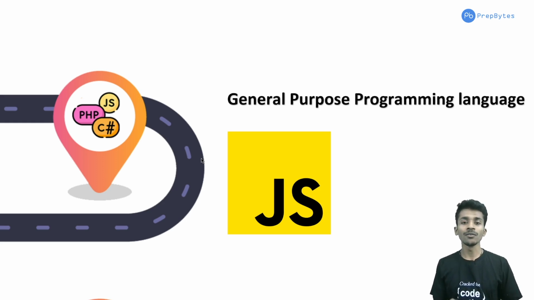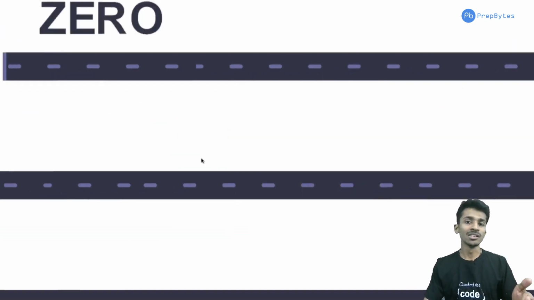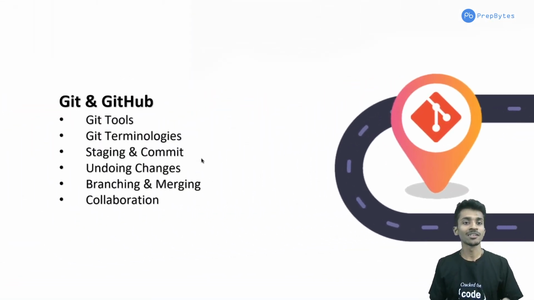So once you have a general purpose programming language in your bag, you can now move on to our second milestone, which is learning the nooks and crevices of Git and GitHub. Now, even though Git and GitHub will not have much to do with backend development specifically, if you're working in a team, in a group of people, on a certain project, Git and GitHub gives you two major functionalities.